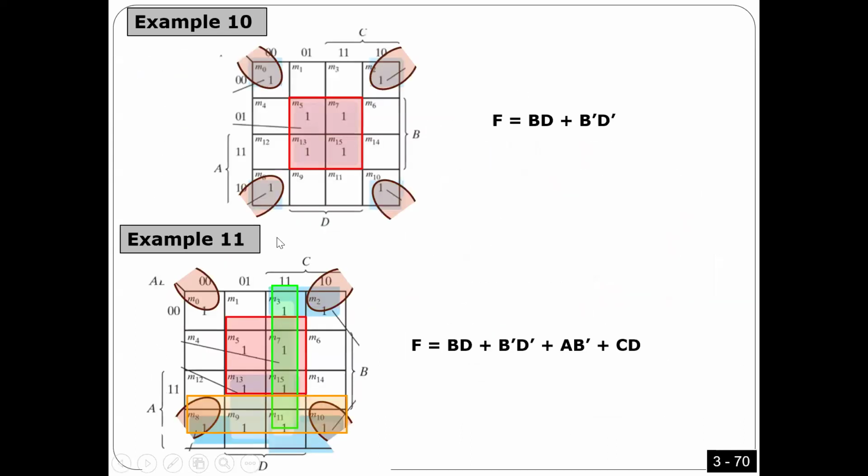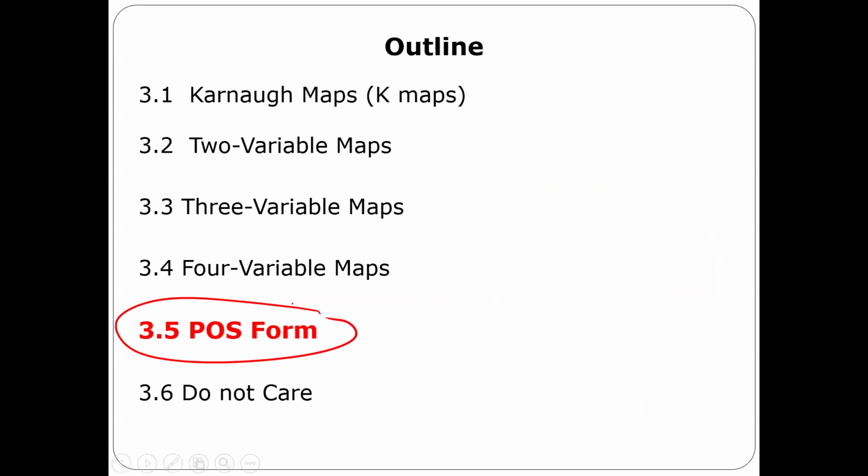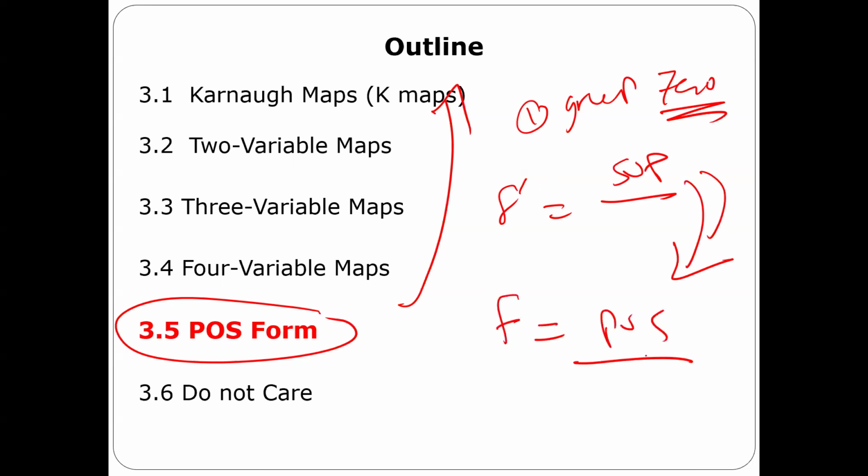So guys, here's the difference between what I have already explained and what I'm going to explain right now. How can you calculate a function in product of sum? All we have to do is exactly the same thing as we did before. The only difference is, number one, you have to group zeros, not ones. You have to cover all zeros, because keep in mind, these zeros are actually ones in the function f prime. And then after that, what you are going to get is f prime in sum of product. After that, you need to apply De Morgan to get f in product of sum. Is that clear? That's what I'm going to do right now.